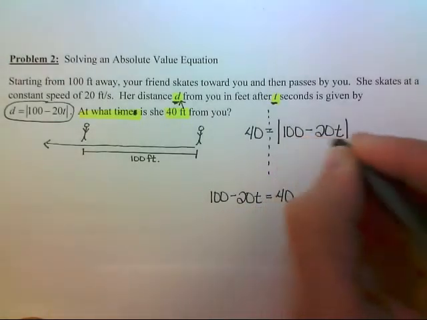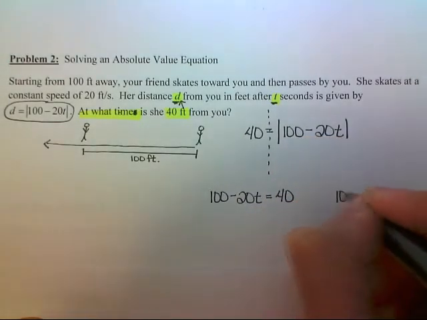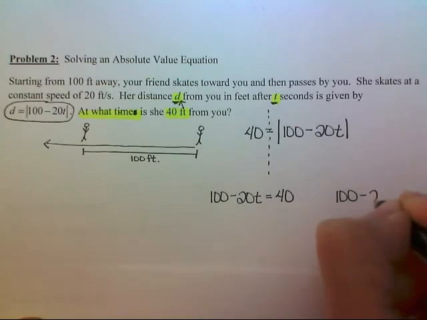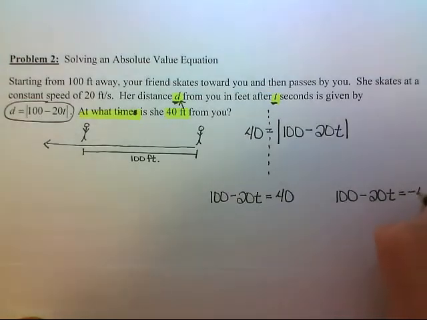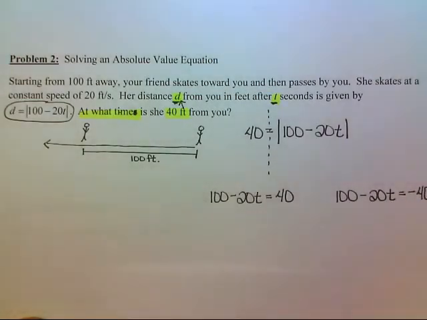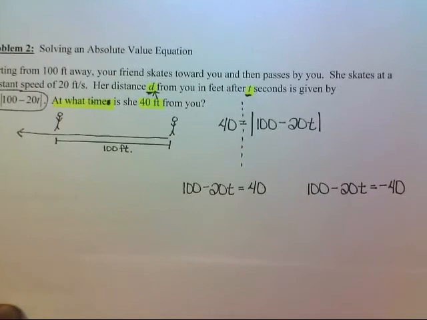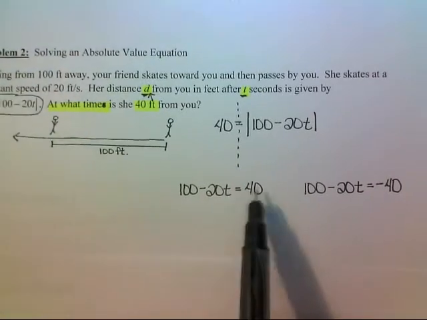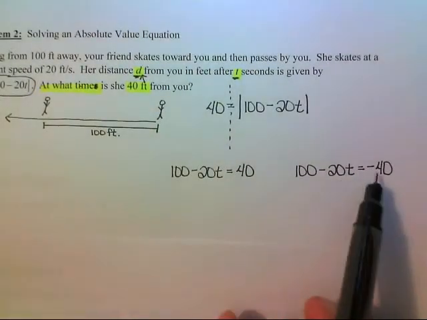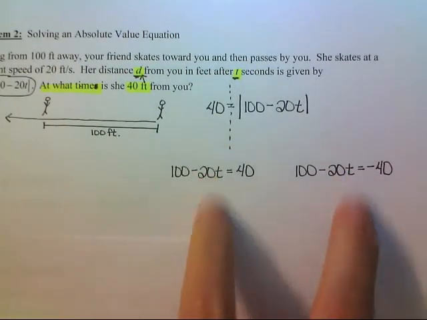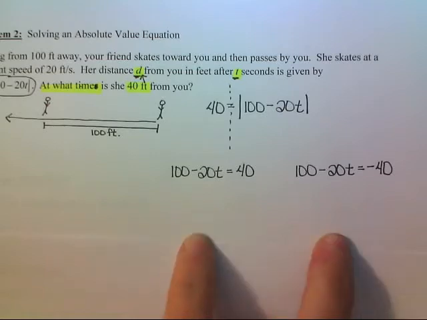Then I'm going to do the exact same thing. I'm going to take what's on the inside of my absolute value, 100 minus 20t, and set that equal to the negative. That's exactly what the key concept told us to do. Set the expression on the inside equal to positive 40, set the expression on the inside equal to negative 40. So now I just have 2 separate equations to solve.